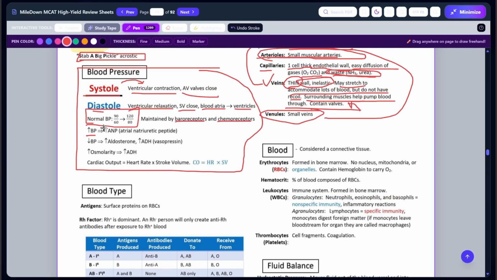High blood pressure, increase in atrial natriuretic peptide, low blood pressure. This is what happens in terms of hormones when you have low or high blood pressure. Increased osmolarity increases ADH or vasopressin. And then cardiac output, this is an important formula to remember. It's equal to your heart rate times stroke volume, HR times SV.